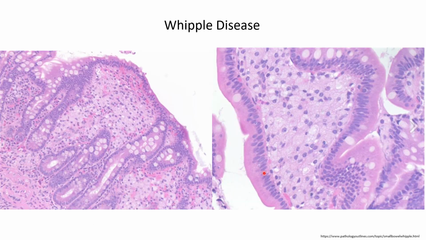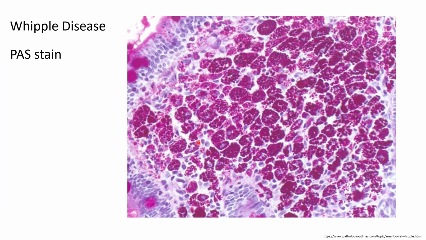These are microscopic images from a patient with Whipple disease, and this is from the small intestine. Here is a low power view, and here is the higher power view. We can see within the lamina propria there are macrophages, and these macrophages are foamy. So there is accumulation of macrophages within the lamina propria. These foamy macrophages stain dark pink or red with the PAS stain, so they are PAS positive.